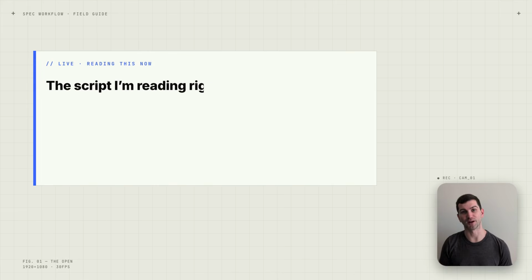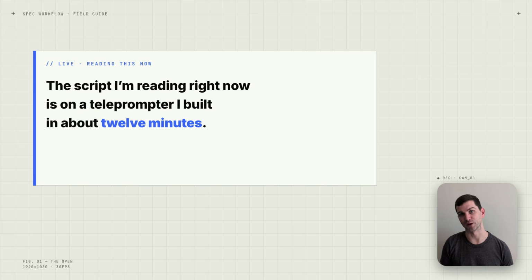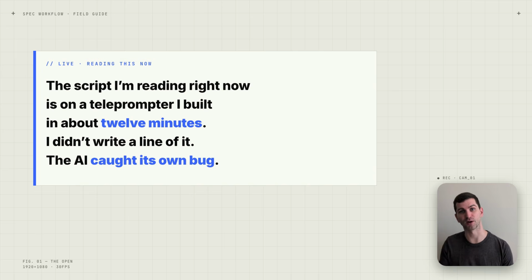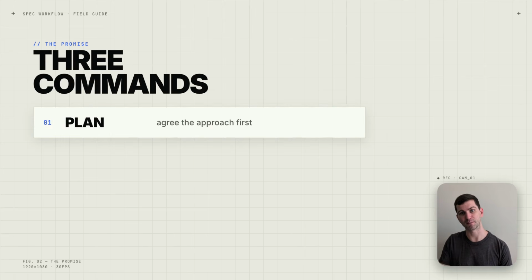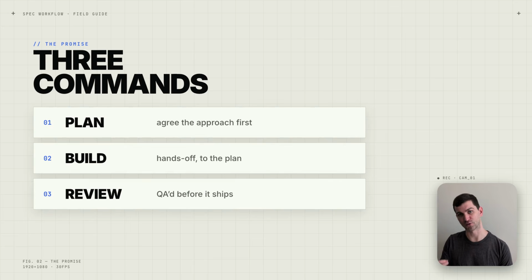The script that I'm reading right now is scrolling up a teleprompter that I built in about 12 minutes. I didn't write a line of it, and the AI caught its own bug before the code shipped. By the end of this video, you'll have 3 Claude commands that allow you to plan, build, and QA your code before it ships to production, and it's all done automatically.